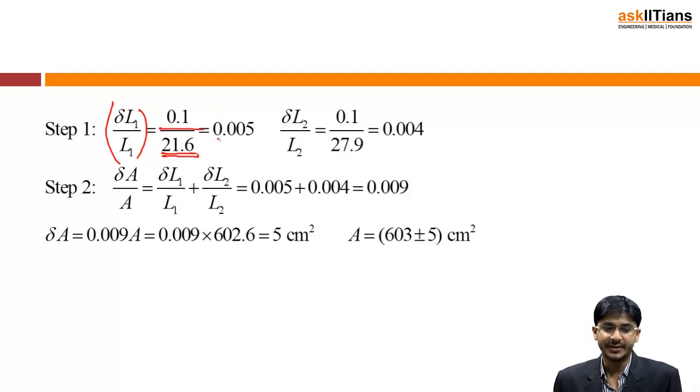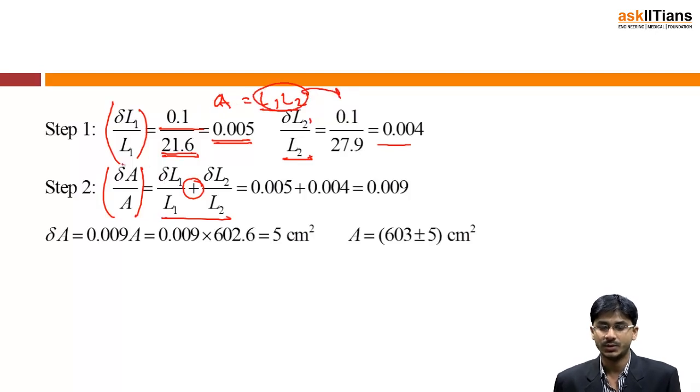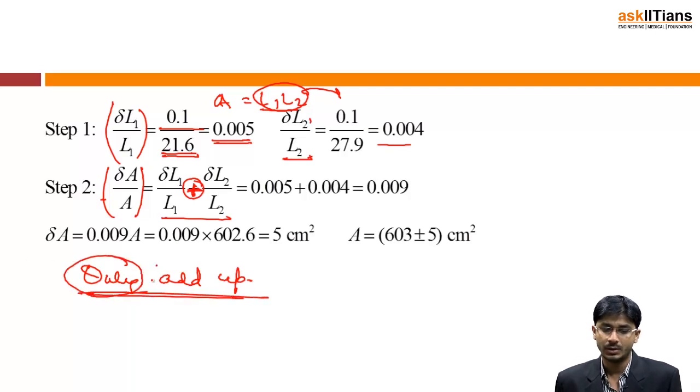We first calculate the error in the measurement of the first length. Now 0.1 is the least count, that's the uncertainty, and this is 21.6, we got this. Then we calculate the uncertainty for the second length. Then the uncertainty in area is actually the sum of these two. Now we know the formula is this, we calculate the product of the values, but the uncertainties, they add up, they don't get multiplied, they only add up. Uncertainties don't get multiplied all the time, they only add up, that's it.